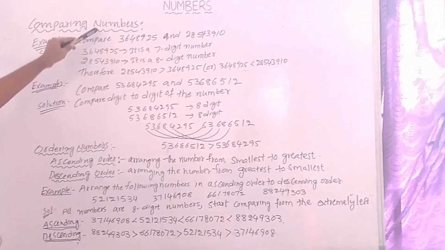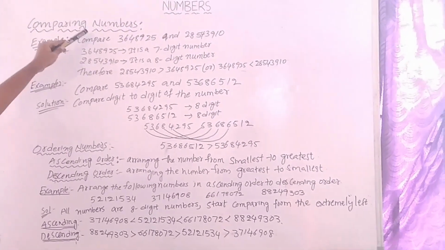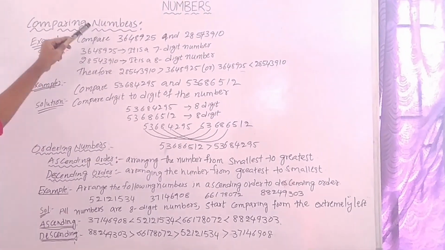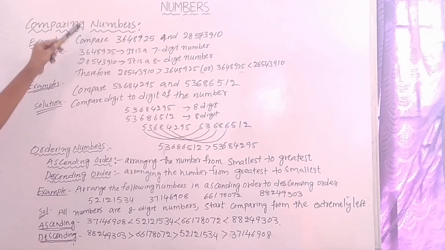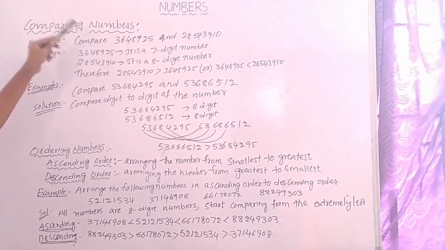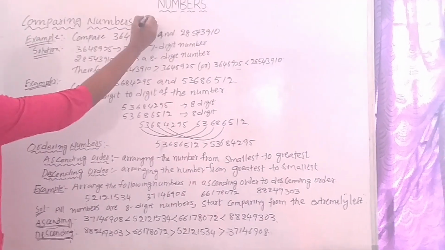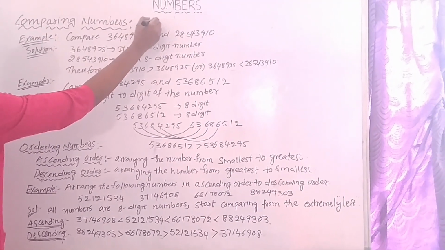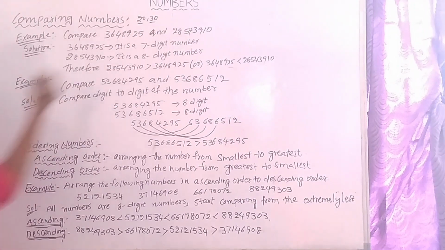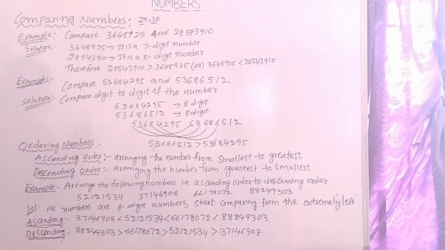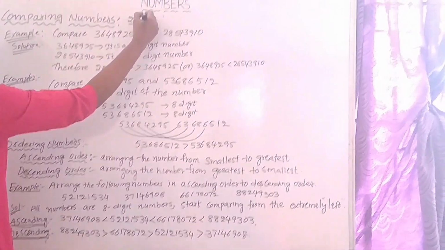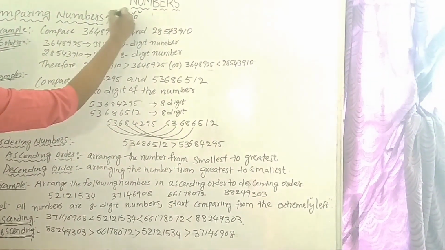Now, comparing numbers. Comparing numbers means, for example, we have to find out which is the greatest number and which is the smallest number from two numbers. We know small numbers, for example 20 or 30. Of these two numbers, which is highest and which is smallest, we know. 30 is the highest and 20 is the smallest number.